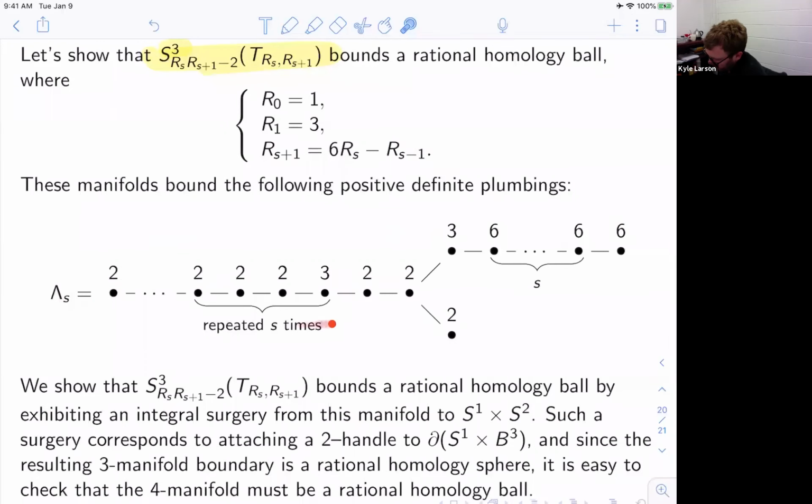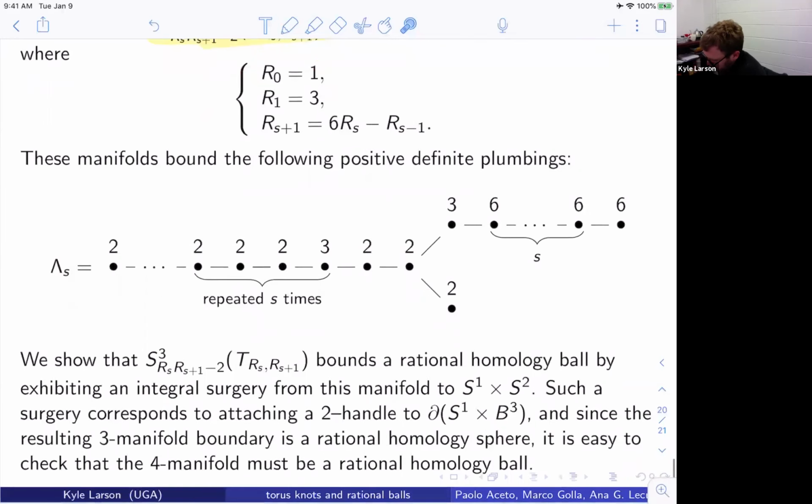So we have this family of plumbing graphs. They all admit embeddings into the standard lattice of the same rank. If you convert this to the p, q and the surgery coefficient, you get this recursive sequence. Okay, so we want to prove that these three manifolds do bound rational homology balls, and the following is the strategy. So we show they bound a rational homology ball by exhibiting an integral surgery from this manifold to S1 cross S2.